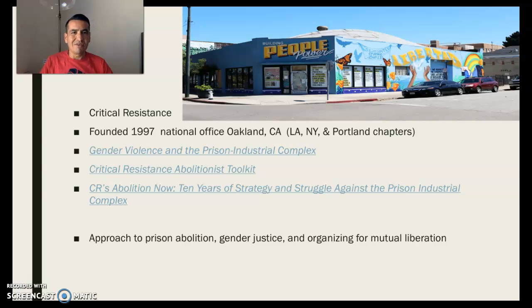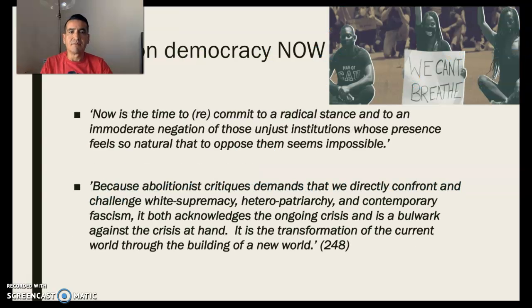So Critical Resistance here has been doing work in Oakland since 1997. Chapters have expanded into these areas. And so their approach through all these forms of thinking and practice, again, is to prison abolition, gender justice, etc., organizing for that mutual liberatory practice, right? So abolition democracy now, right?